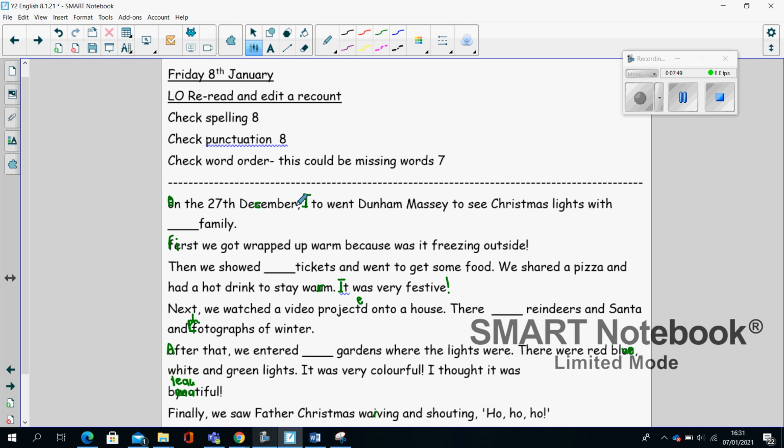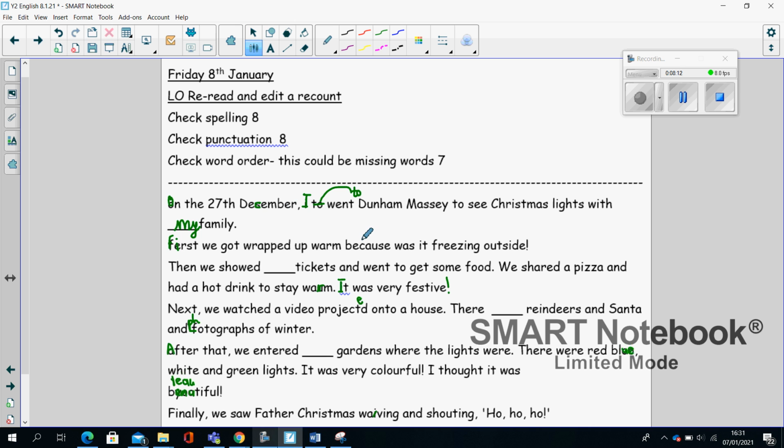So on the 27th of December, I too went. That doesn't make sense. This too needs to go here. So on the 27th of December, I went to Dunambassy to see Christmas lights with missing word, my, one of the first person words.